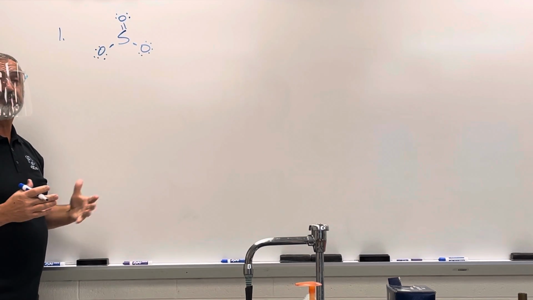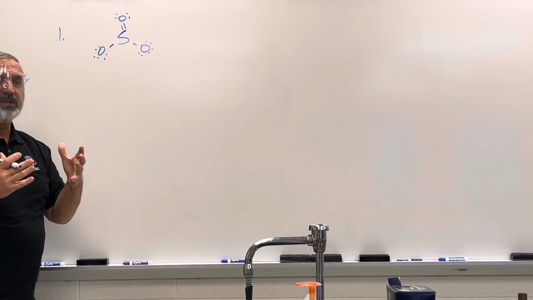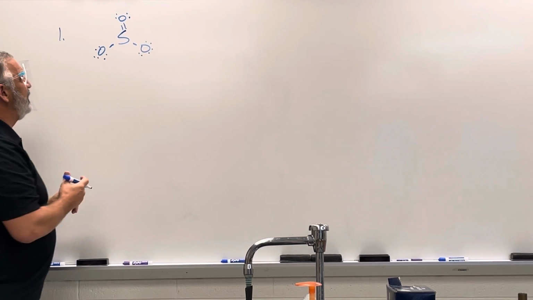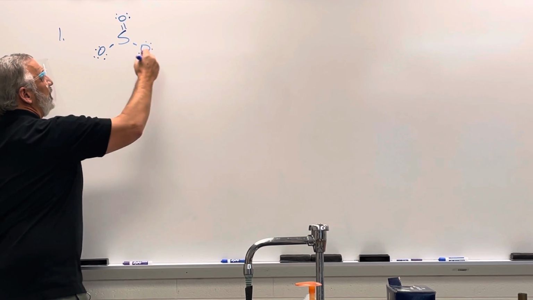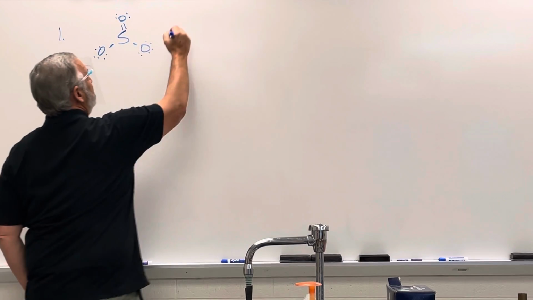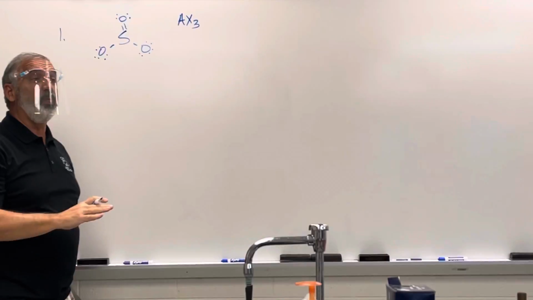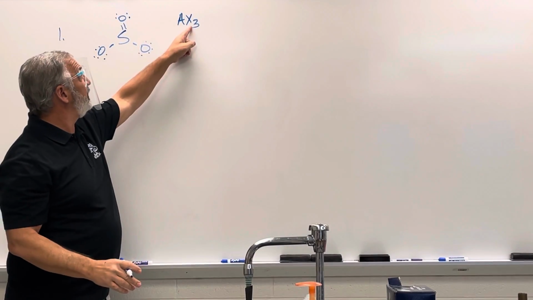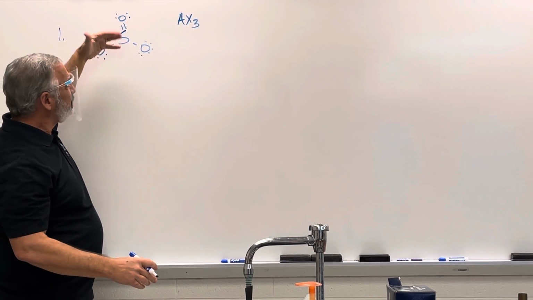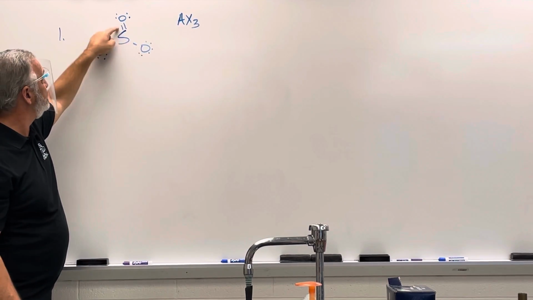So now what we want to do is determine the hybridization. Well, we use our generic formula as a stepping stone to get to the hybridization. So what's my AX formula going to be on this? AX3. AX3, right? Now that's not an answer to anything. That's just a way to get to the answer. So I know that there are 3 areas around where the electron density, we call them electron domains, where the electrons are going to be. 3 places, 1, 2, 3.